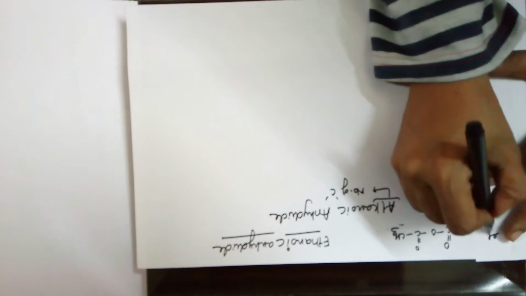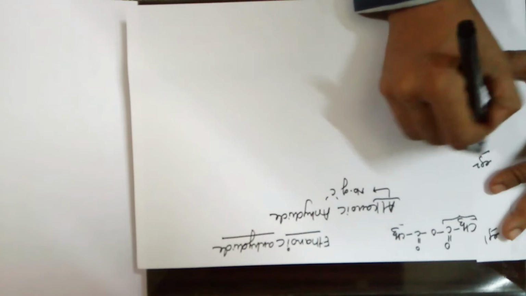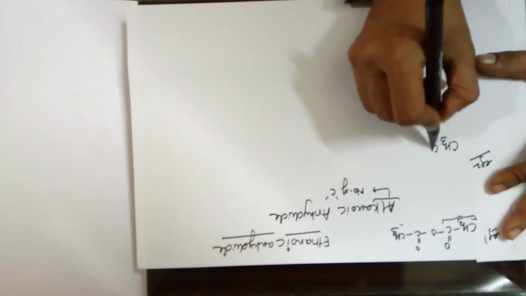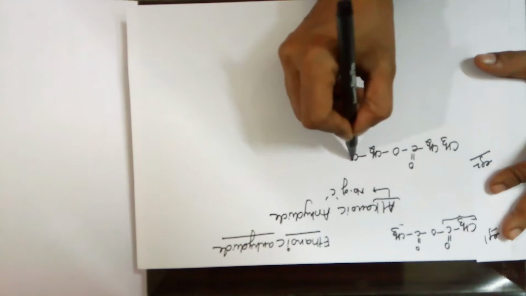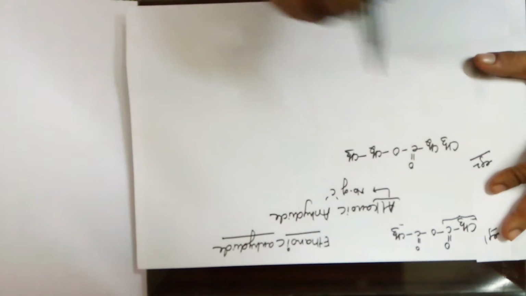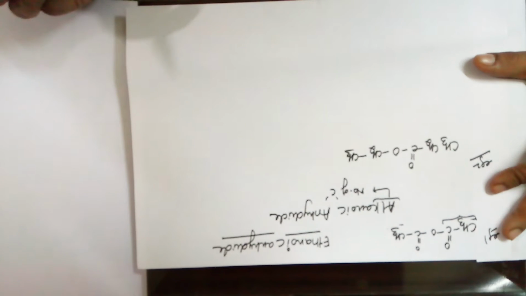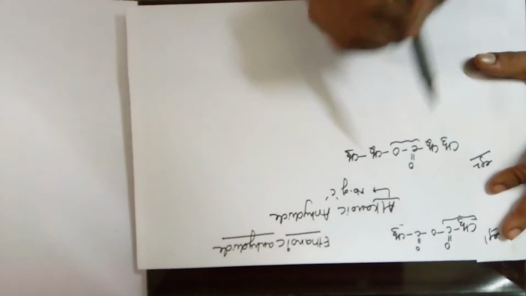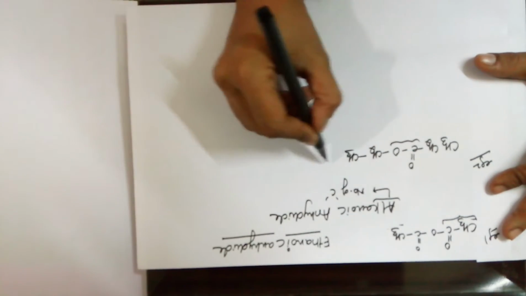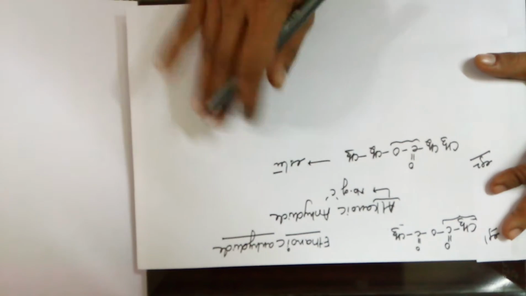Taking up the second example, have a look at this. I hope you can understand this is not an anhydride. The reason being, there are only two oxygens. Since it is not an anhydride, it is an ester.